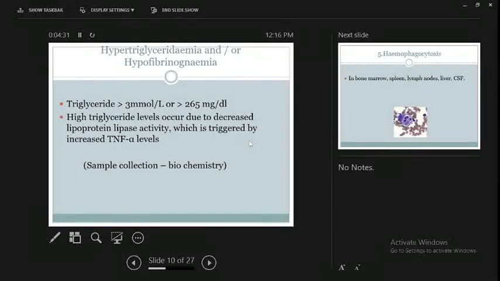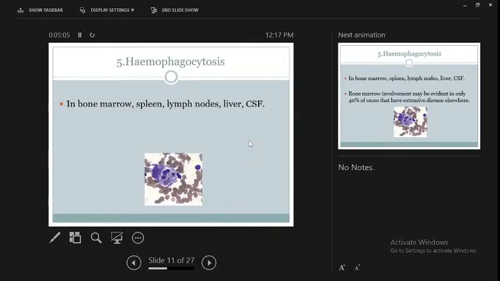Then coming to hypertriglyceridemia, the triglyceride level should be more than 3 millimoles per liter or more than 265 milligrams per deciliter. Why do we get high triglyceride levels in HLH? Because there is decreased lipoprotein lipase activity, which is triggered by the cytokine TNF-alpha. Therefore, there will be high triglyceride levels, and the sample collection I think will be discussed by Dr. Dulani.